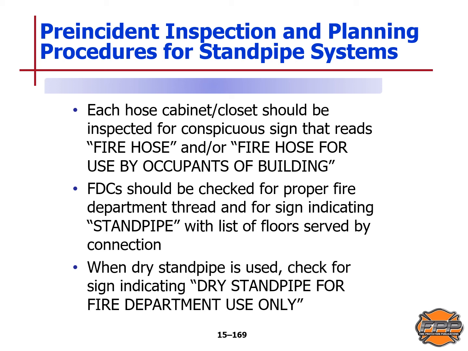Each hose cabinet and closet should be inspected for conspicuous signs that read fire hose and/or fire hose for use by occupants of building. FDCs should be checked for proper fire department thread and for a sign indicating standpipe with a list of floors served by that connection. When a dry standpipe is used, check for a sign indicating dry standpipe for fire department use only.